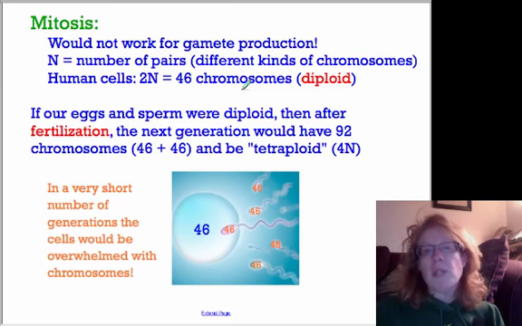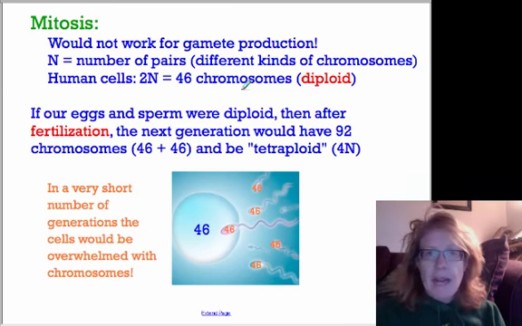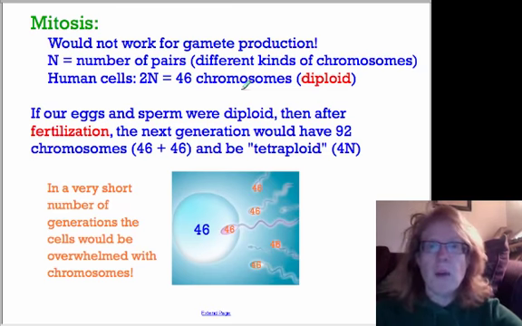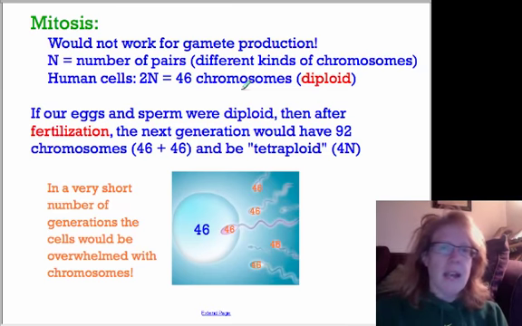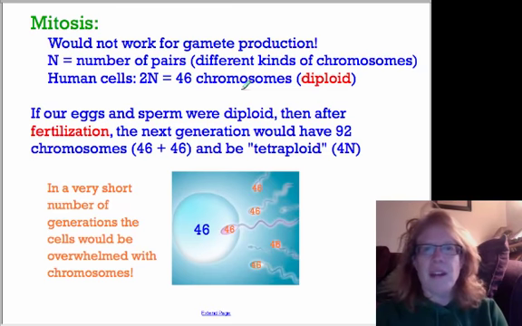So if our eggs and sperm were diploid, if they each had 46 chromosomes in them, after the process of fertilization, which is when eggs and sperm come together, that next generation would actually have 92 chromosomes, 46 and 46. And that would be something we would call tetraploid. It would actually have 4N, four of each kind of chromosome. But in a really short number of generations, the cells would be overwhelmed with chromosomes, because if we had 92 chromosomes in each cell, and in the next generation two of those came together, we'd have 184. The generation after that would be over 300 chromosomes. So it just doesn't work for reproductive purposes.